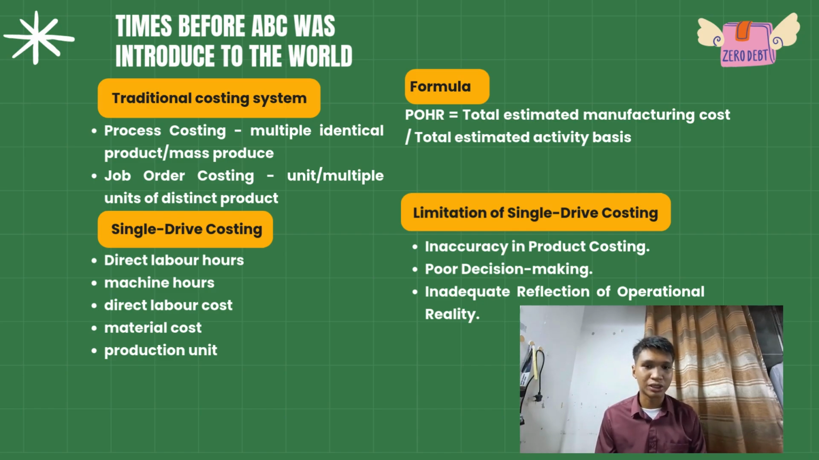And the next one is poor decision making, right? How did it happen? When the misleading cost data could lead to poor pricing, and it will lead to misallocation of resources. That will lead to a bigger problem for the company.